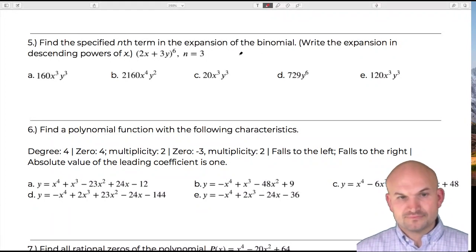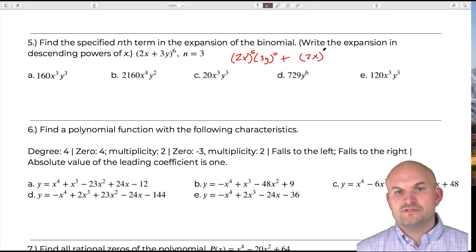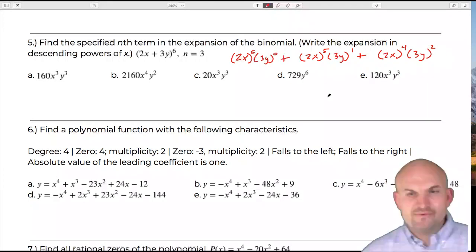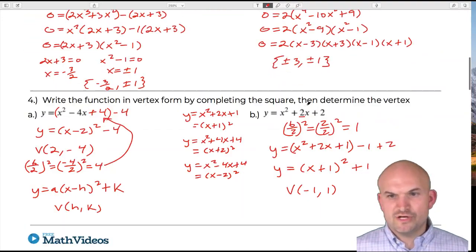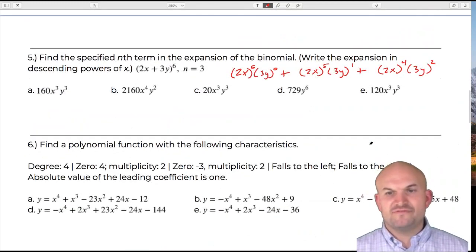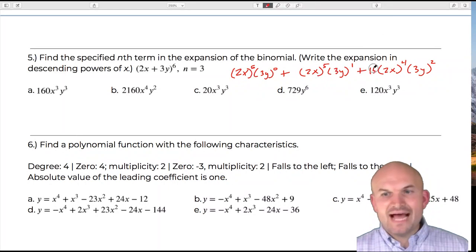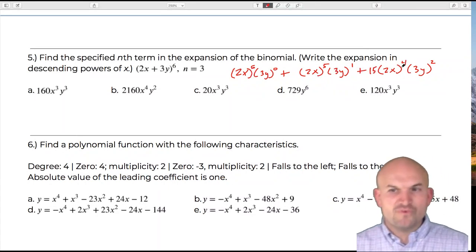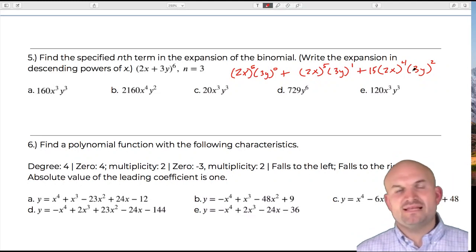Now, the important thing is, I know that the first term is going to look like this. If I go ahead and find the second term, that's going to be 2x to the fifth, 3y to the first, plus 2x to the fourth, and then 3y to the second power. Now, obviously, we could look at Pascal's triangle if we wanted to. What is the third term? That's going to be times 15, whatever else, right? You're going to have a 15 in there. But my point is, I don't really need to multiply this out. I don't need to take 2x to the fourth and multiply that by 15 and then multiply that by 3 squared.